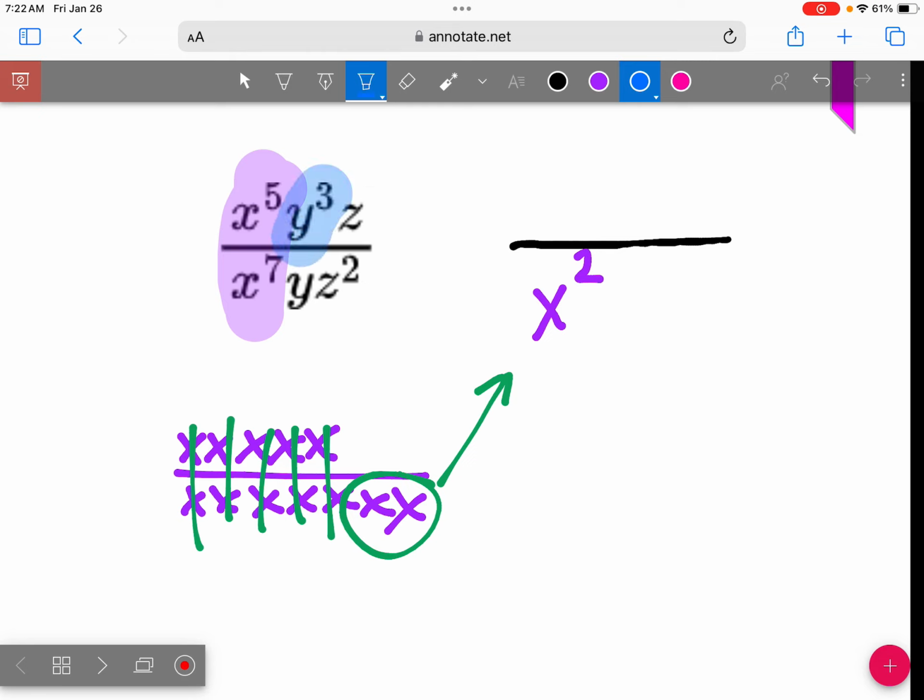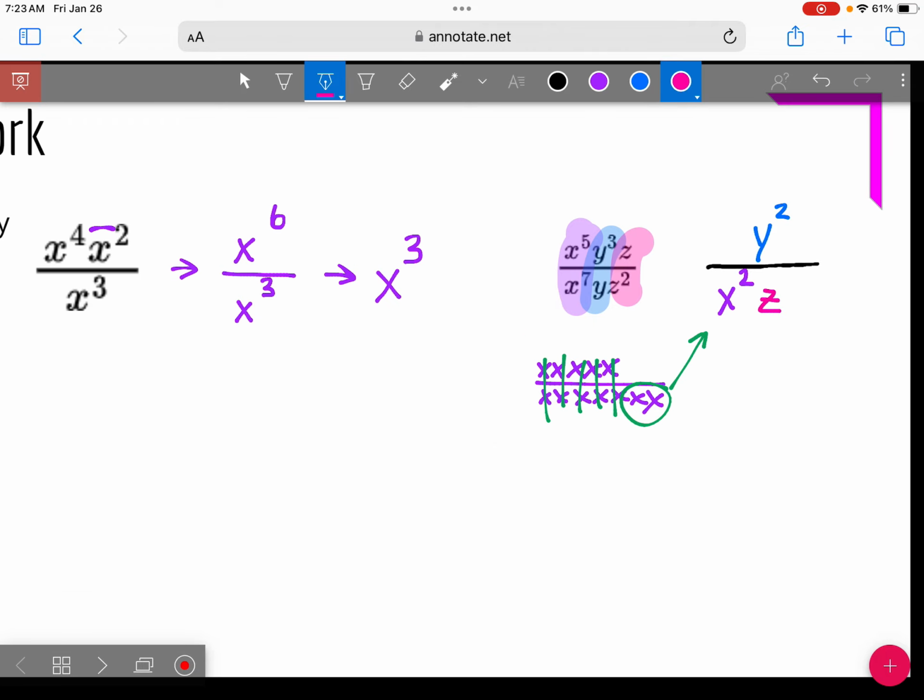How about my y's? It's going to be y squared, and is it going to be on the top or on the bottom? Y squared on the top. How about the z's? Z to the first, numerator or denominator? Denominator. And this is our simplified form.